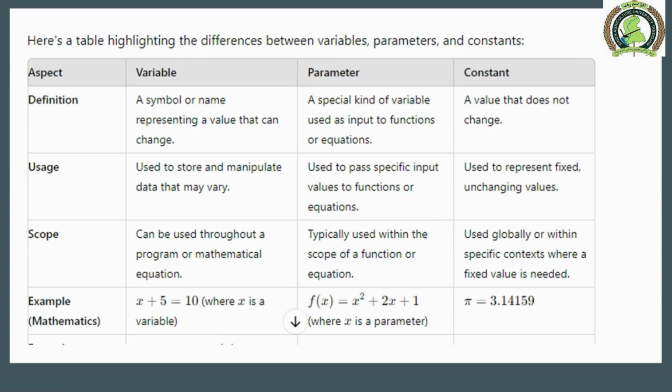For example, for a variable: x plus 5 is equal to 10, where x is a variable because it is changeable. For a parameter example: f(x) is equal to x² plus 2x plus 1, where x is a parameter because when we change the x, the output of the equation will change. Now, pi is equal to 3.14. It is the constant.